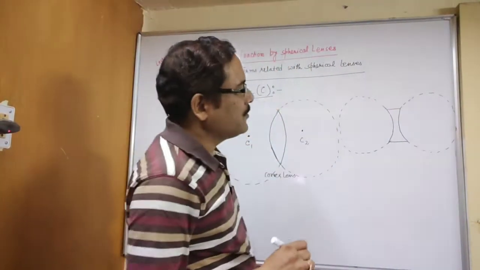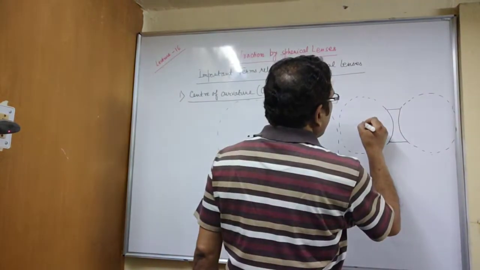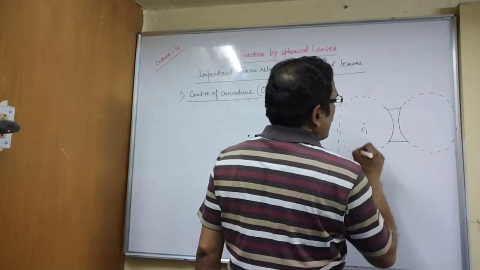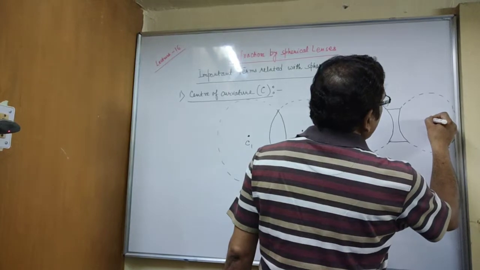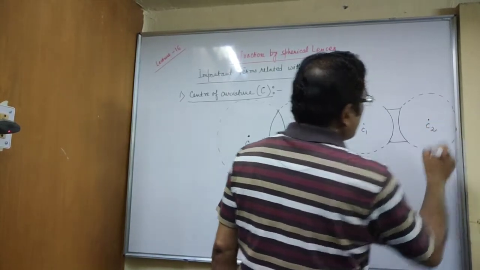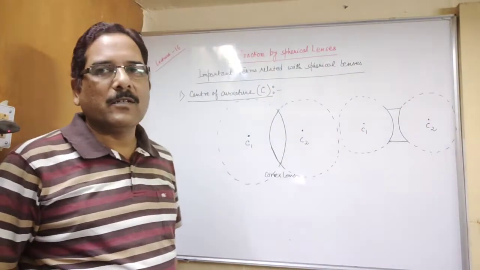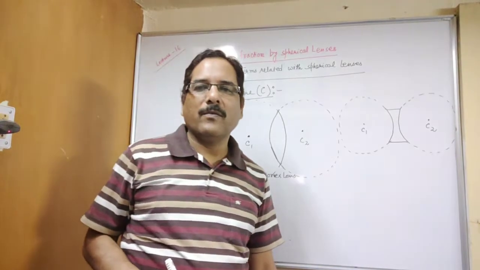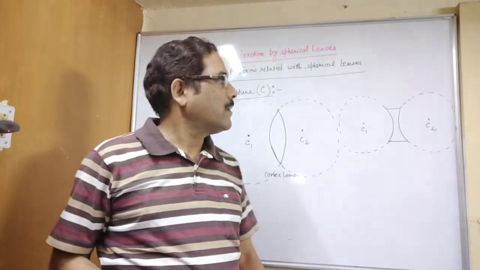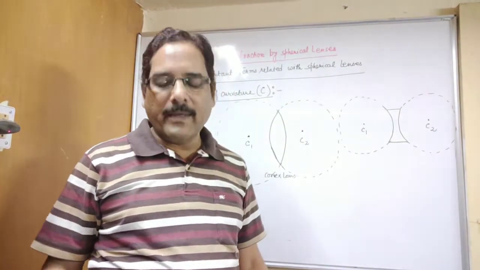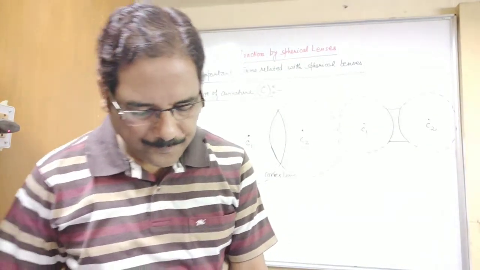So these two spheres have centers. Mark it as C1, and this is where suppose the center is C2. So C1 and C2 are the centers of curvature of the lens. So write a definition for it.